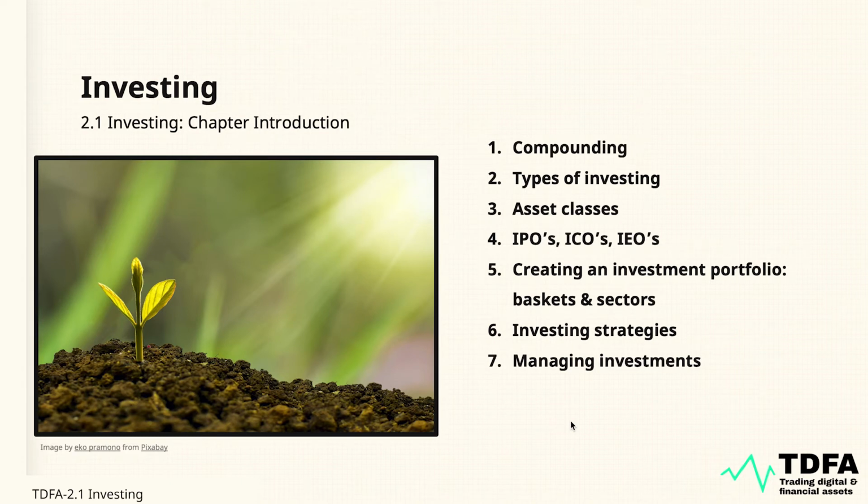We're going to talk about compounding. Then we're going to talk about types of investing, because we can categorize certain ways of investing. Number 3 is familiar asset classes. In Chapter 4, we're going to dive deeper into the term IPO, but also ICO and IEO, so more on that in that lesson. Then we're going to practically create an investment portfolio. We're going to be talking about baskets and sectors. Number 6, investing strategies, because just like trading, you need a strategy in order to get somewhere. Number 7, managing investments. And we're going to close the chapter off with a recap.